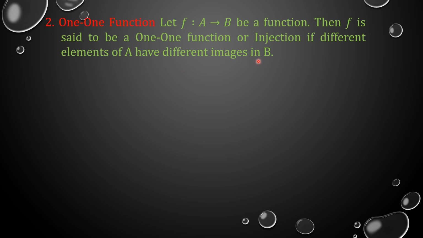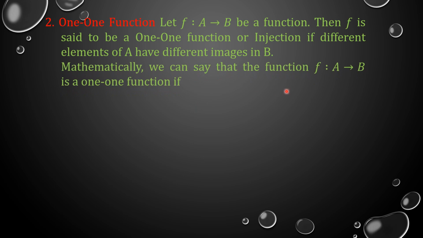So you see the mathematical definition here. If you have two elements, x1 and x2, which are unequal elements of the domain set, then their images are also unequal. So unequal pre-images have unequal images. Then it is called a one-one function, and a one-one function is also known as injection.